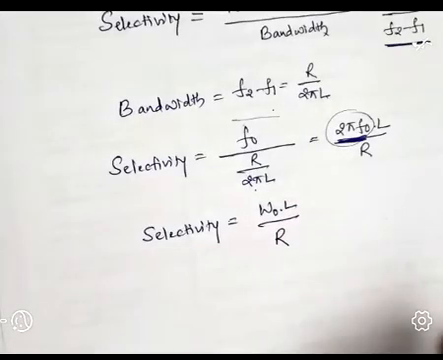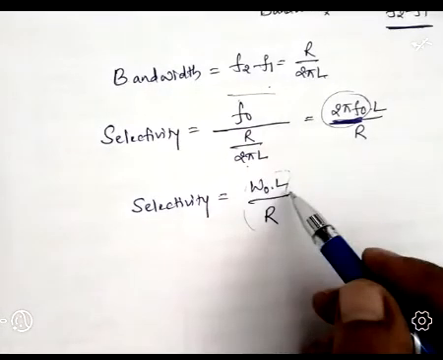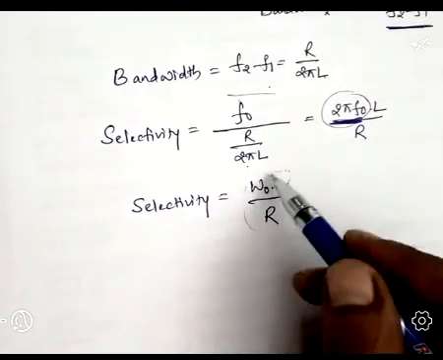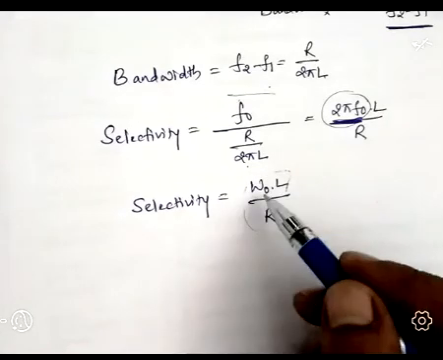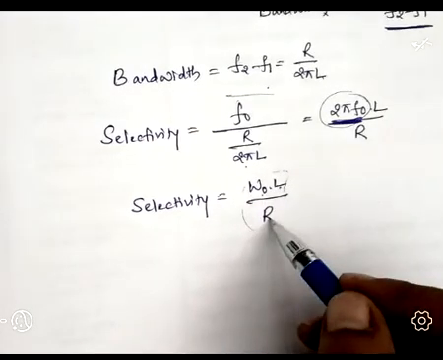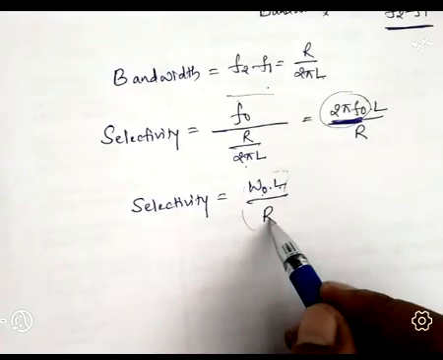Very simple. We already got this equation, indicated in the previous discussion. This term, omega naught into L by R, is indicated as the quality factor, so Q naught.